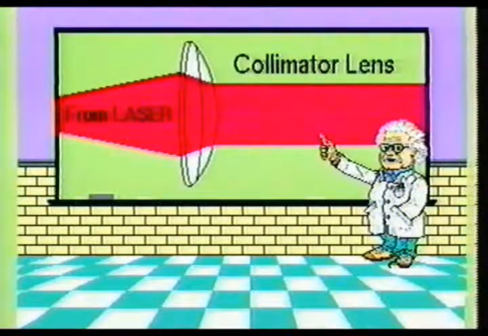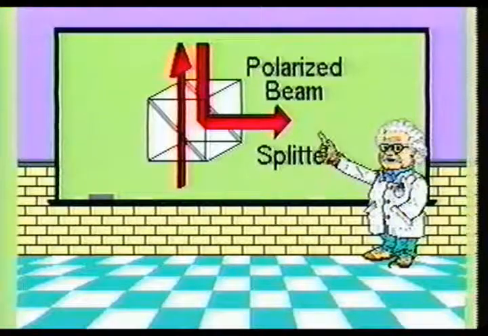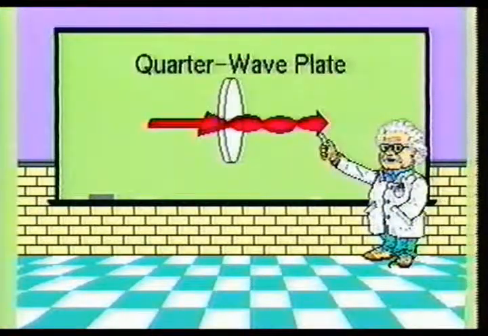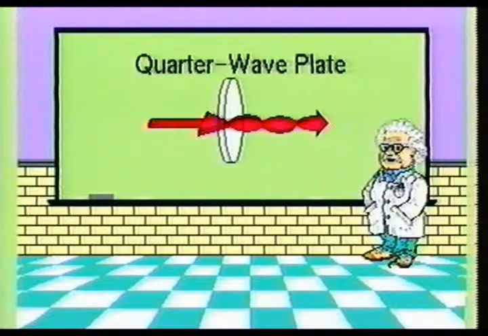The collimator lens is used to ensure that the electromagnetic waves of light energy travel in parallel with one another. The polarized beam splitter allows the horizontally polarized light waves to pass through unobstructed, while at the same time blocking the vertically polarized light waves. The quarter wave plate is used to convert the horizontally polarized light energy from the laser diode into circular polarized light energy, and then convert the reflected circular polarized beam, which contains the data, into vertically polarized light energy.